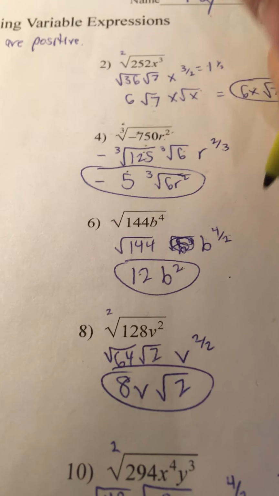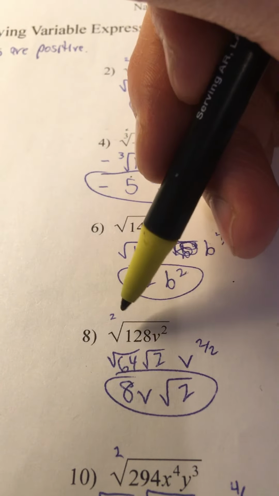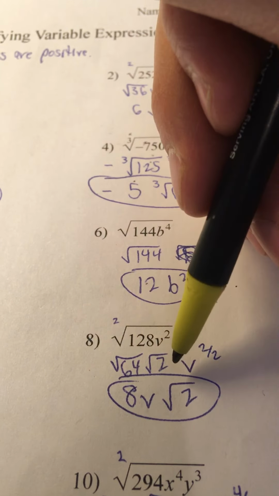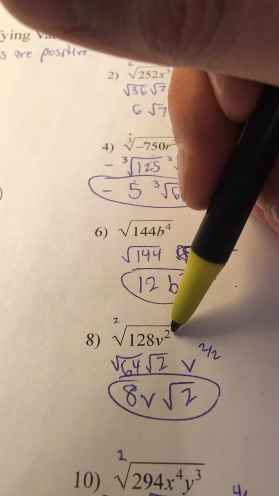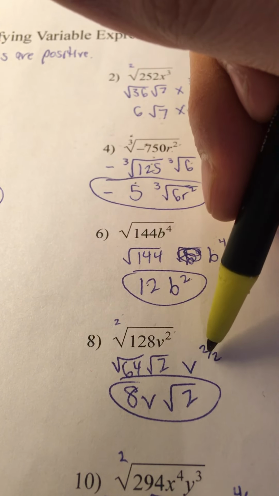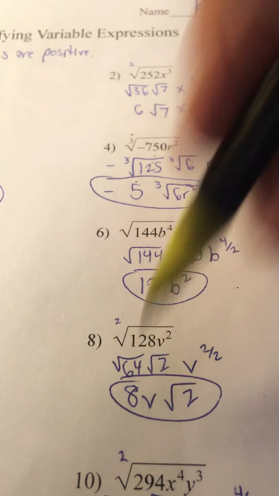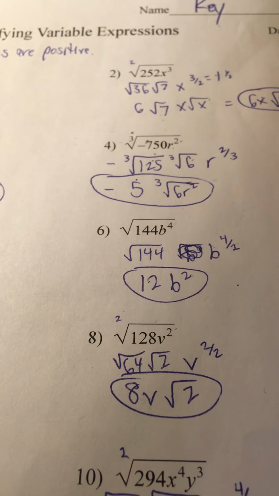And then number 8, square root of 128, split that up into 64 times 2, so that's 8 square root of 2. And then this is going to be v to the 2/2, 2 over 2, which is just v to the 1. So it's going to go outside the root.